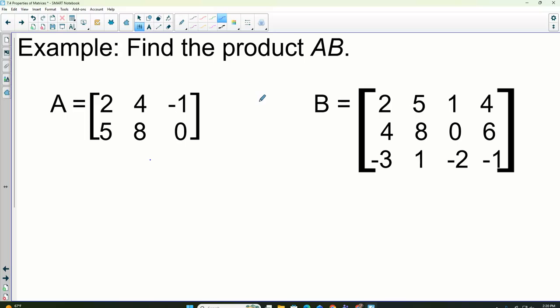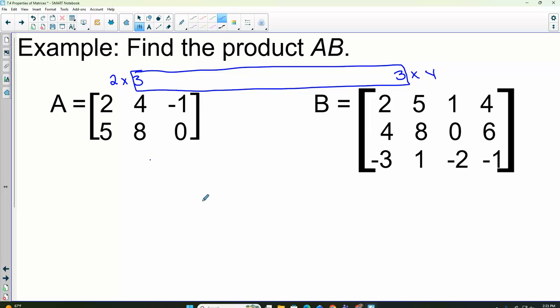So we need to check our size. How big is the first one? How big is the second one? So I can multiply them because the inside numbers are the same. How big will my final answer be? So I am looking for a matrix with 2 rows, 4 columns.